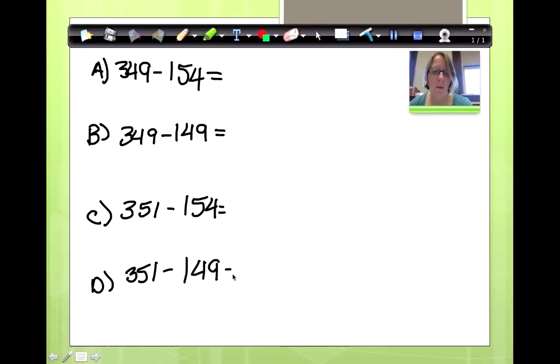So what do you notice about these problems right off the bat? What do you notice? These two start with 349. These two start with 351. This one, the first one of this set, we always take away 154. And this one, we always take away 149, right? Okay. So let's find out exactly the answer for these.